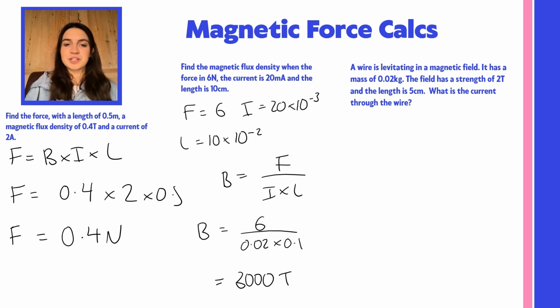Anyway, final question. A wire is levitating in a magnetic field. It has a mass of 0.02 kilograms. The field has a strength of 2 Tesla and the length is 5 centimeters. What is the current through the wire?